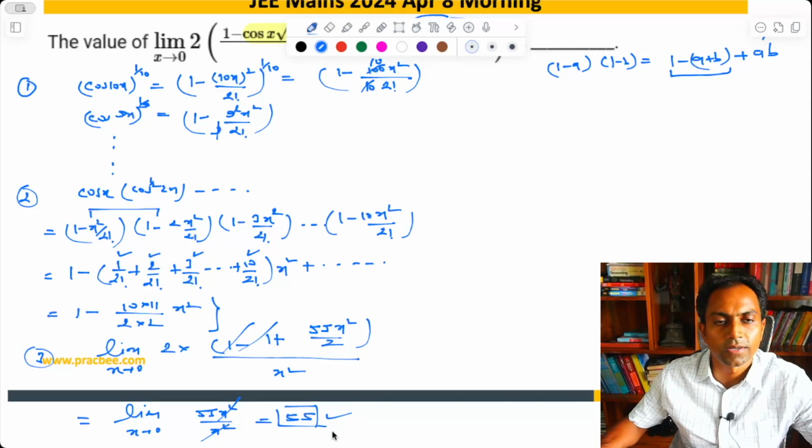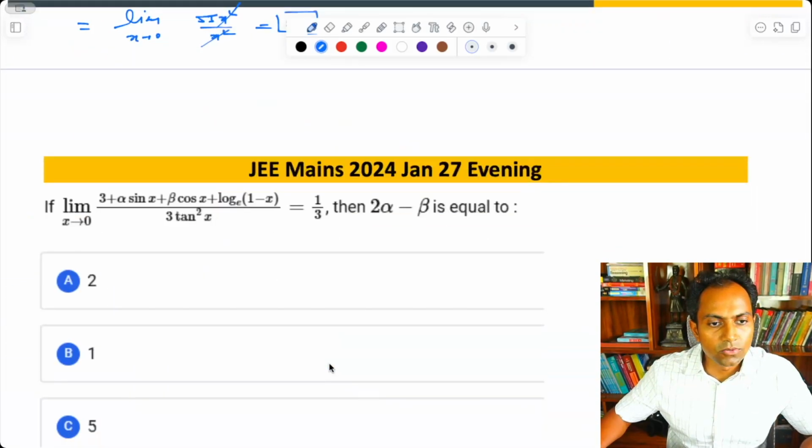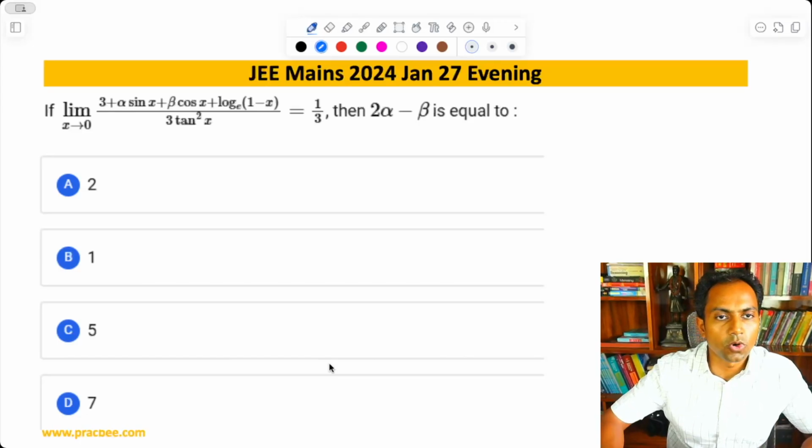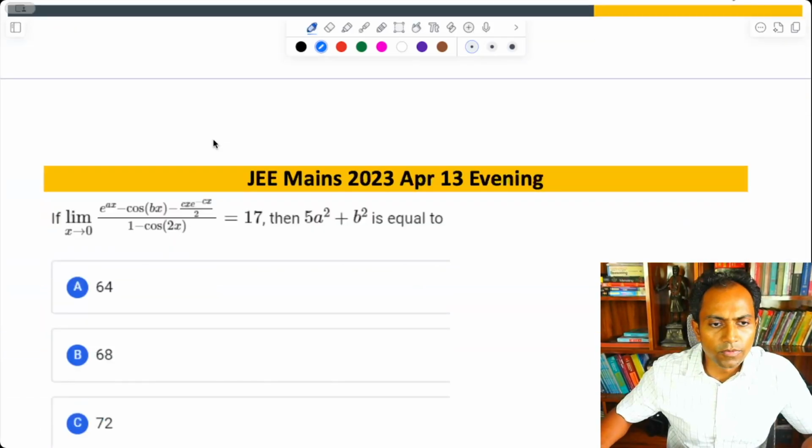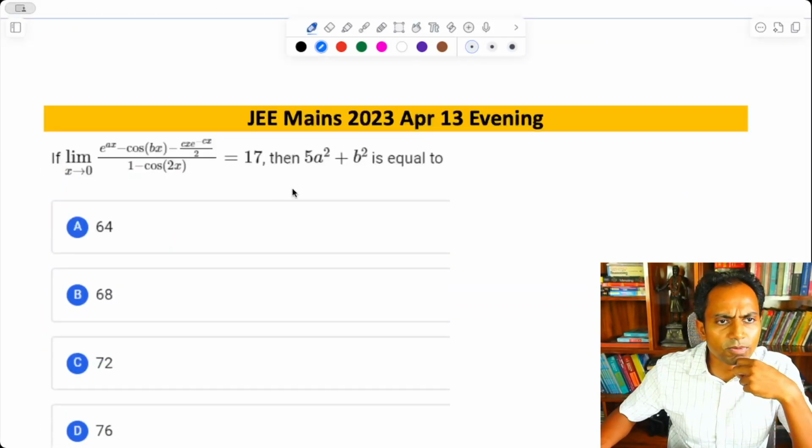This is what we are getting. Now we can clearly see that using the similar kind of technique, this question is almost the same as the question that we solved earlier. I think you will be able to solve this question using the technique that we used earlier. Moving forward, you can again see that this is also a similar question that we solved earlier.